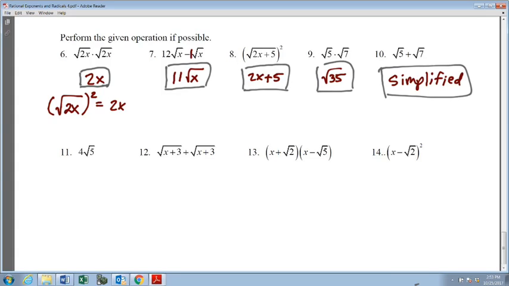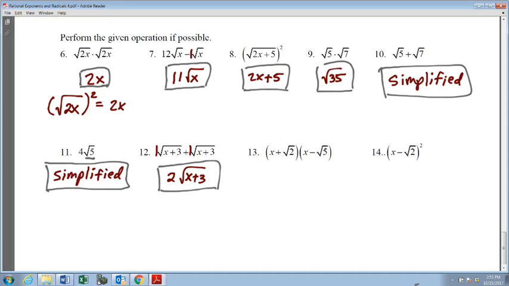Look at number 11, same kind of thing. With multiplication, I can only multiply a square root of 5 times another square root. Well, this is 4 times the square root of 5. This is simplified as far as it can be. We can't combine the 4 with the square root of 5. I can only multiply a square root of 5 times another square root. And so this is simplified as well. Number 12, these are like radicals, and we're adding. So all we're doing here is adding 1 and 1, and we have 2 square roots of x plus 3.